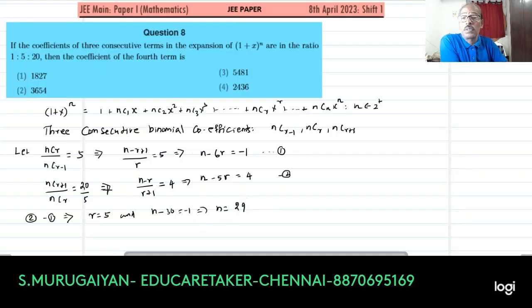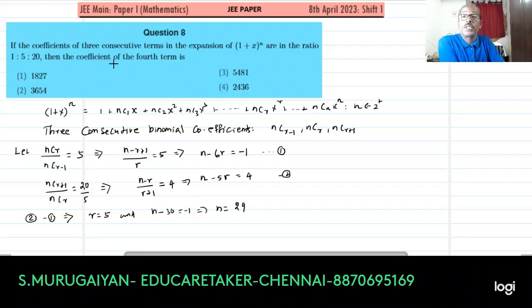We'll check the calculation once again. n minus r plus 1, then n minus 6r equal to minus 1 is correct. And here n minus r in the numerator, r plus 1 in the denominator, 20/5 is 4. After cross multiplication, n minus 5r equal to 4. So 2 minus 1, r equal to 5. Taking r equal to 5 in the first result, n minus 6 into 5, 30, is equal to minus 1, n equal to 29. What is the question?